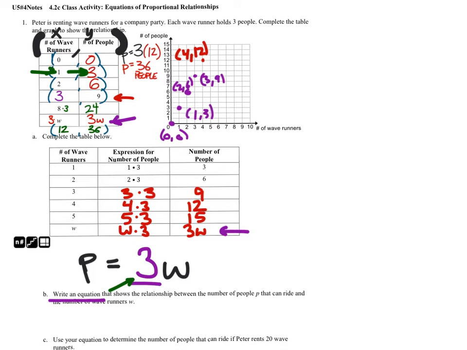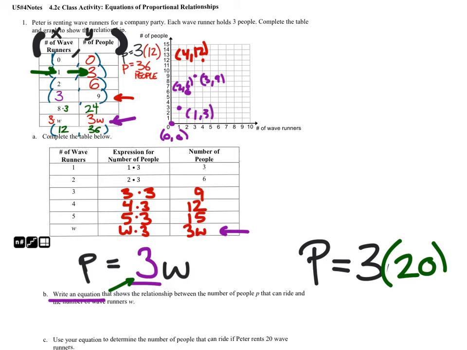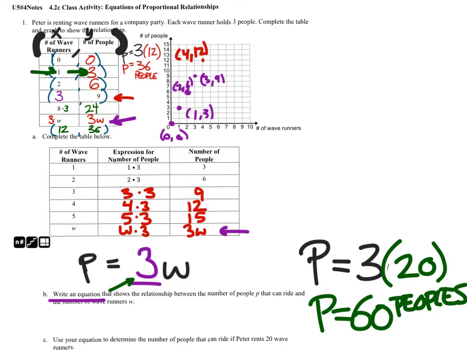Use your equation to determine the number of peoples that can ride if Peter rents 20 wave runners. All right, now it says to use the equation. So the equation right now is the peoples is 3 people for every wave runner. Now it says up in here that old Peter, he's going to rent 20 wave runners. So if we can put 3 people on each of them, then how many peoples? 60 people. 60 peoples. Bam. There we go.